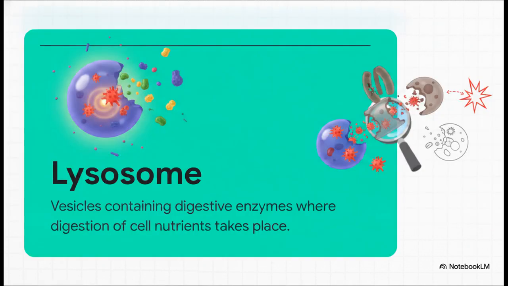Next up is the lysosome. Think of this as the cell's highly acidic recycling center. These are vesicles containing potent digestive enzymes, where the digestion of cell nutrients takes place. And because they have the power to break down waste and can even digest the cell itself if it becomes damaged, they are often dramatically referred to in your studies as the suicidal bags of the cell.